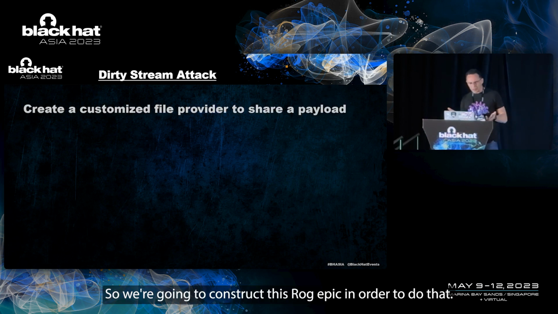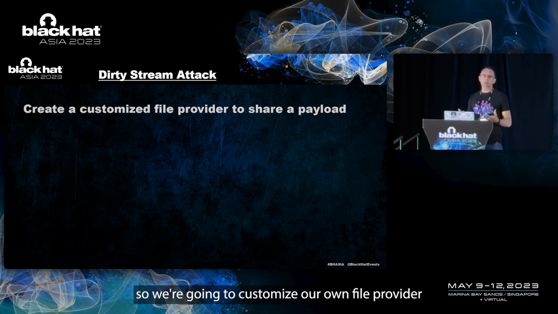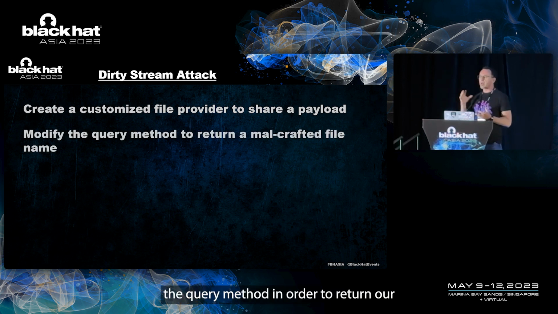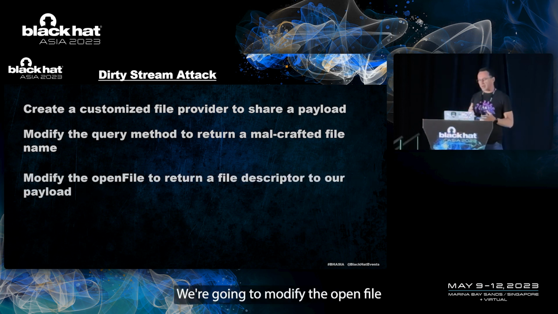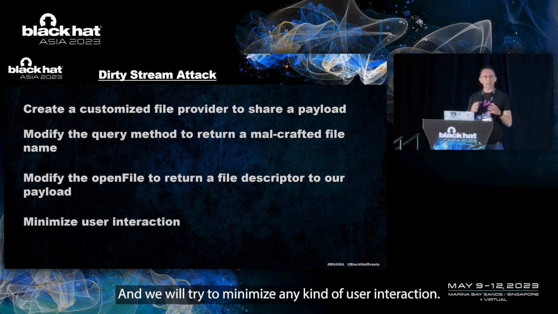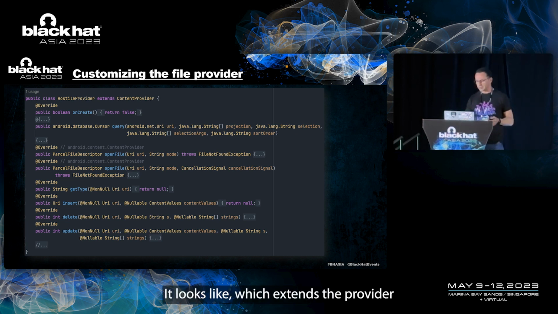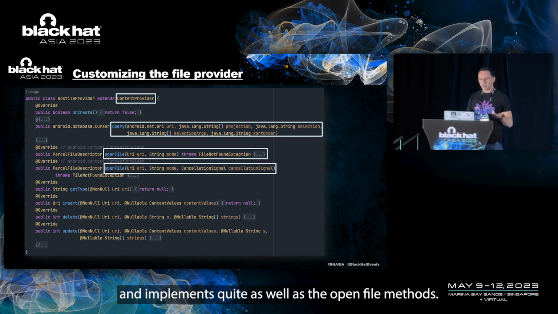So we're going to construct this rogue APK. And in order to do that, first of all, we want to share a file. So we're going to customize our own file provider. We're going to modify the query method in order to return our crafted name. We're going to modify the open file in order to return a file descriptor to our payload. And we will try to minimize any kind of user interaction. This is how our content provider looks like, which extends the content provider and implements the query as well as the open file methods.